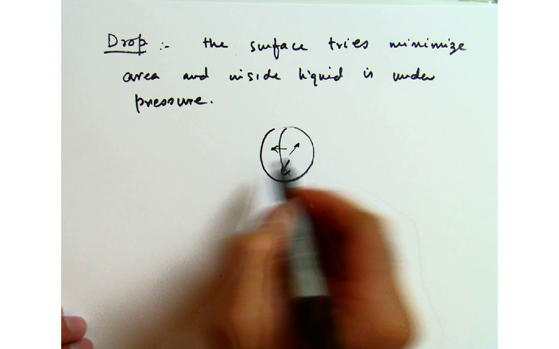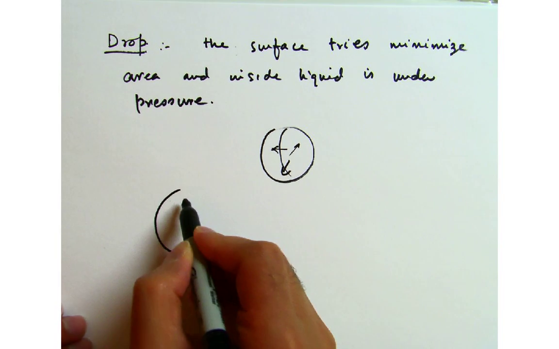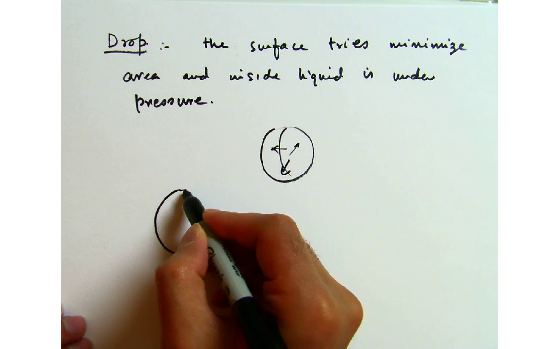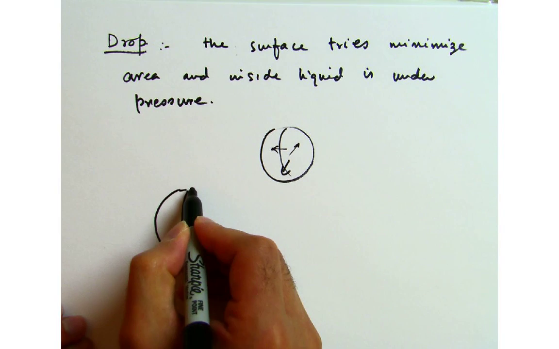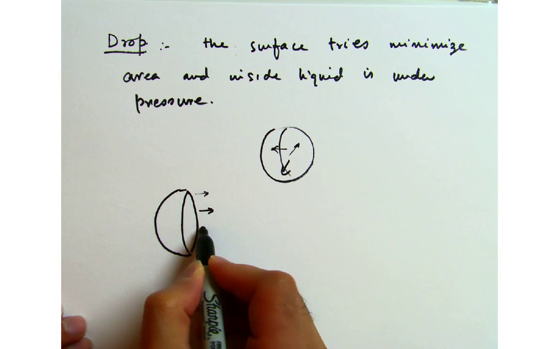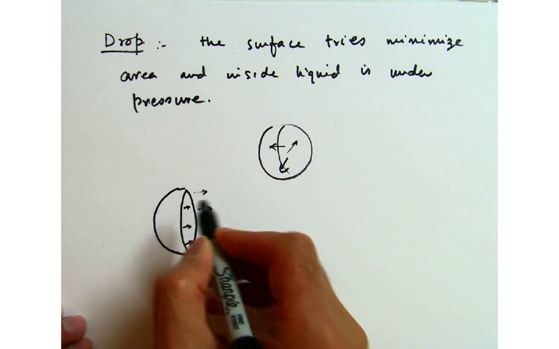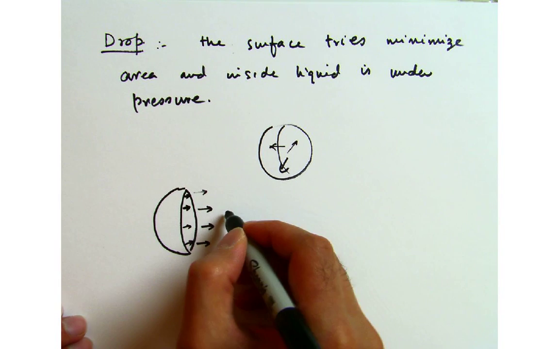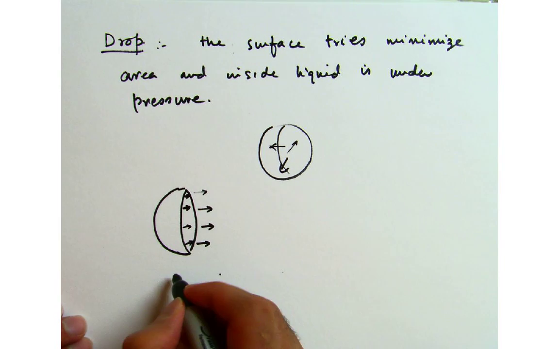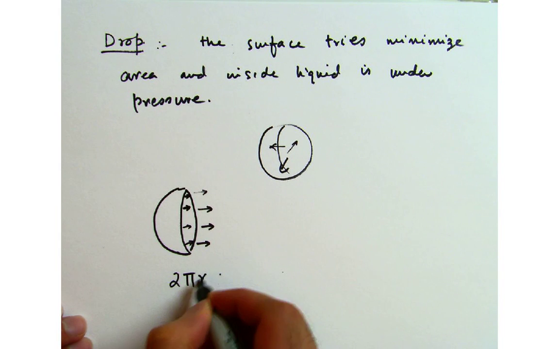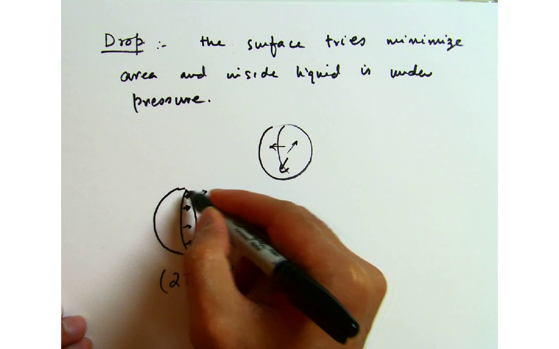Okay, so if I look at half of the cross section of this droplet, like this. Now on the surface, and of course this is a surface phenomenon, you have the surface tension force, which will be acting on the circumference, which is 2 pi r, the circumference, times the sigma. So that is your surface tension force.